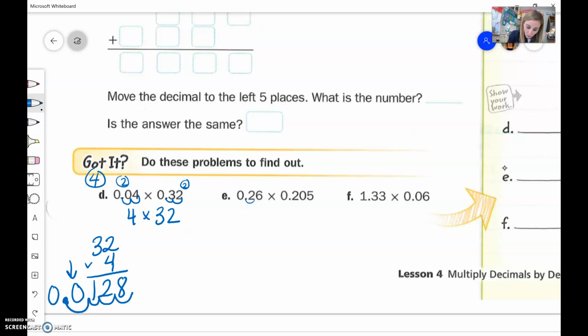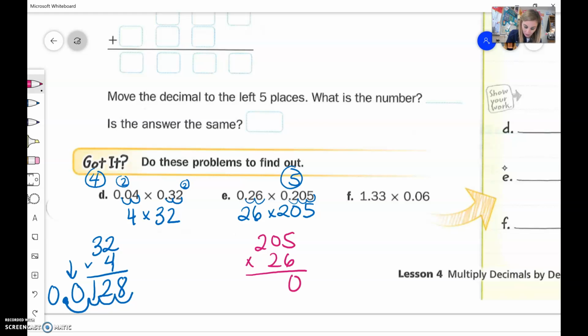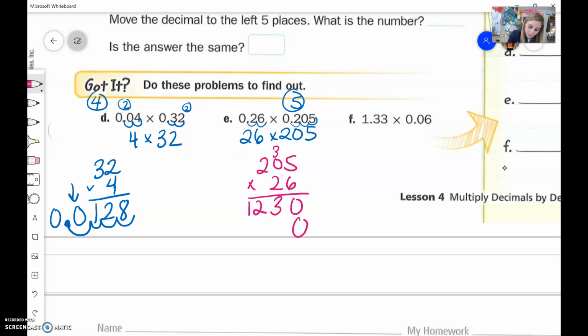Okay? All right, 1, 2, 1, 2, 3. So that's a total of 5. So really I'm taking 26 times 205. So I'm going to put 205 on top times 26. Here we go. 6 times 5 is 30. 6 times 0, 0, plus 3 is 3. 6 times 2 is 12. Put a 0 down. 2 times 5 is 10, carry the 1. 2 times 0 is 0, plus 1 is 1. 2 times 2 is 4.